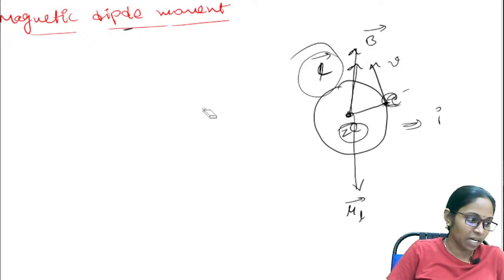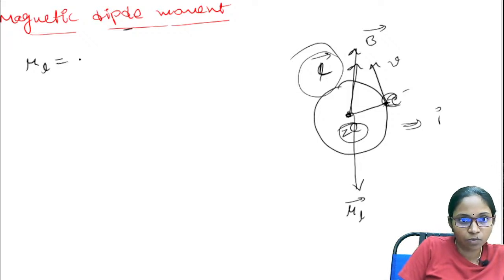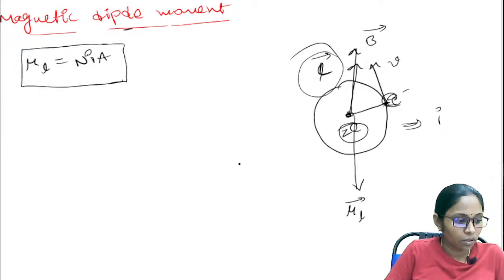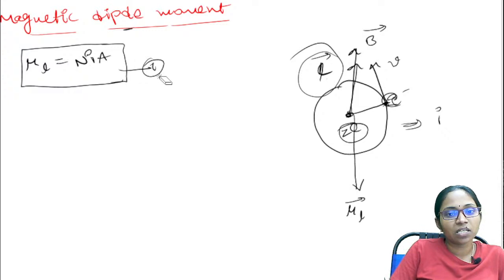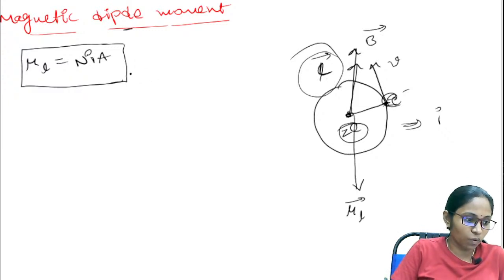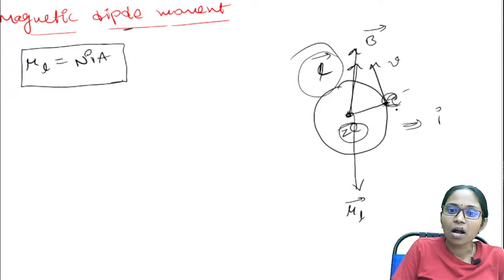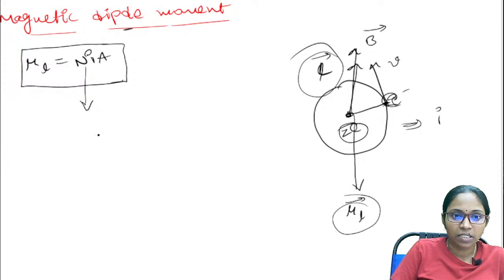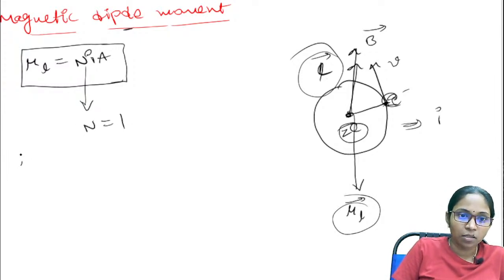Coming to the magnetic dipole moment, μL is equal to N into I into A. We will derive this formula in electromagnetic theory, so you just write this formula and don't worry. This is the orbital magnetic moment of this electron. As this electron is moving in this orbit, we have a magnetic field, and the orbital magnetic moment is N I A, where N is the number of turns. If N is equal to 1, then the magnetic dipole moment will be equal to I into A, where I is the current and A is the area of this orbit.